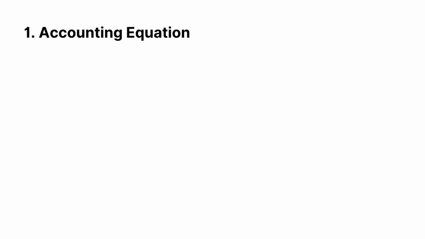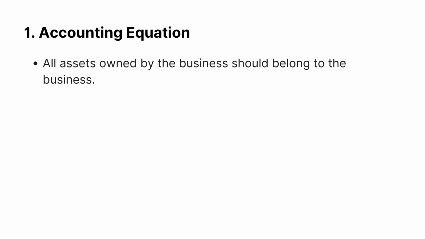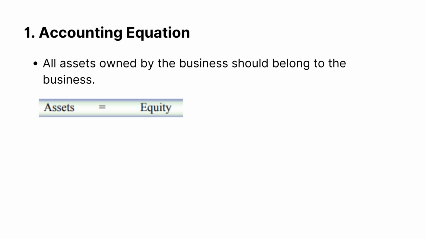First of all, let's look at what the accounting equation is. All assets owned by the business should belong to the business. Therefore, assets of a business should be equal to the total ownership of those assets. To show this relationship, an equation is used, which is called the accounting equation. If all assets are financed by the owner of the business, the accounting equation can be presented as follows. Total assets equal total equity.